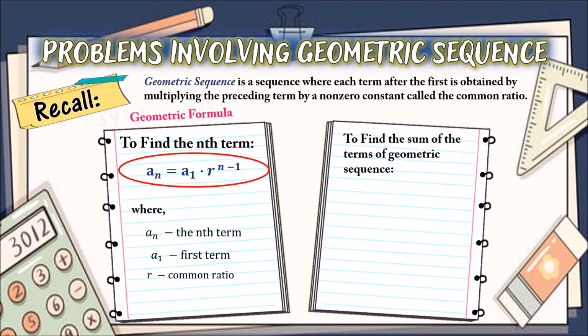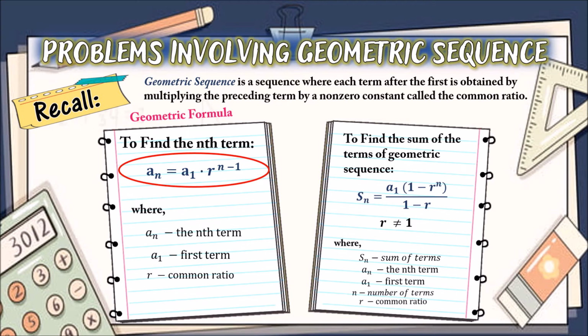So, para naman mahanap natin ang sum of the terms of a geometric sequence, we have the formulang s sub n is equal to a sub 1 times the quantity 1 minus r raised to n all over 1 minus r. Take note, si r must not be equal to 1. Where s sub n is the sum of terms, a sub 1 is the first term, n is the number of terms, and r is the common ratio. This is what we call sum of geometric sequence.